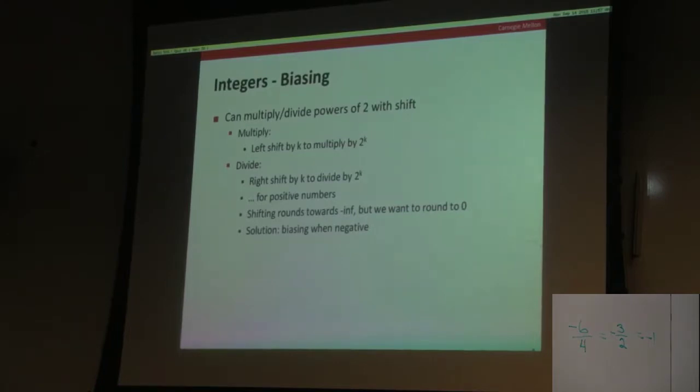So the solution is something called biasing. So we want to add 2^k minus 1 to our number before we shift, where k is the number of bits we're shifting. So what does that do? In this case, we have this number. We're shifting by 2 bits. So we're going to add 0011 to it.